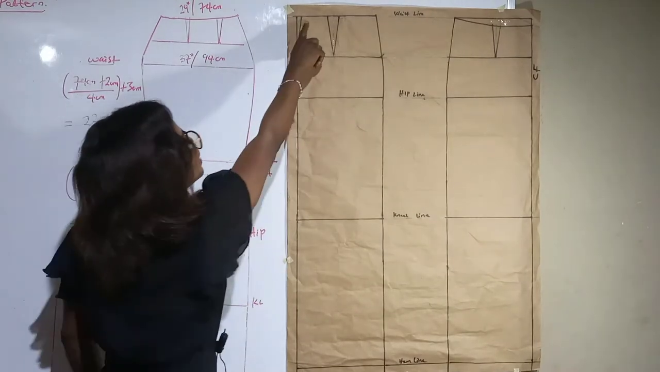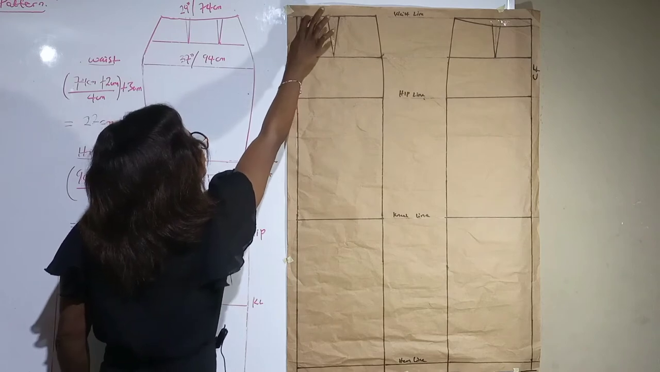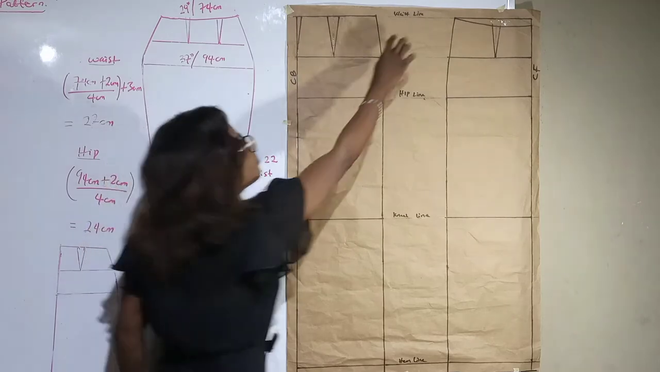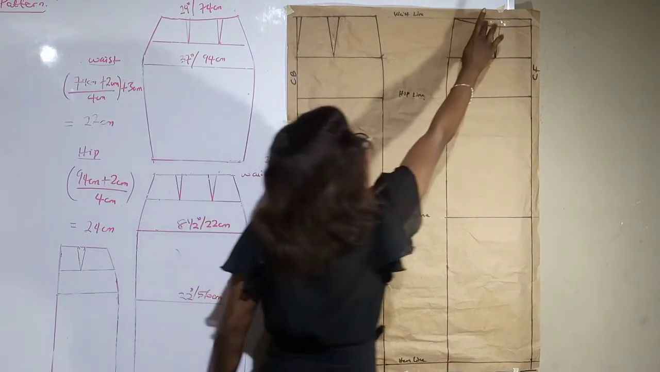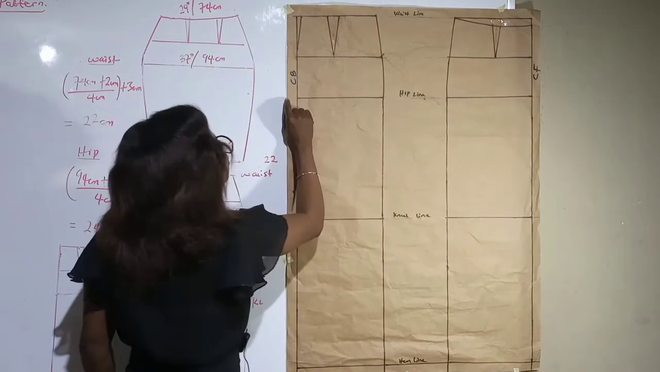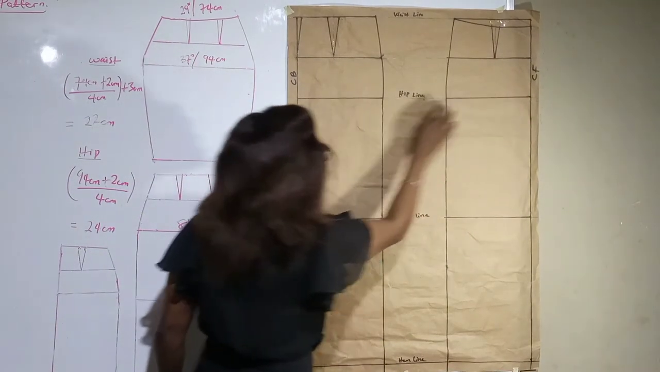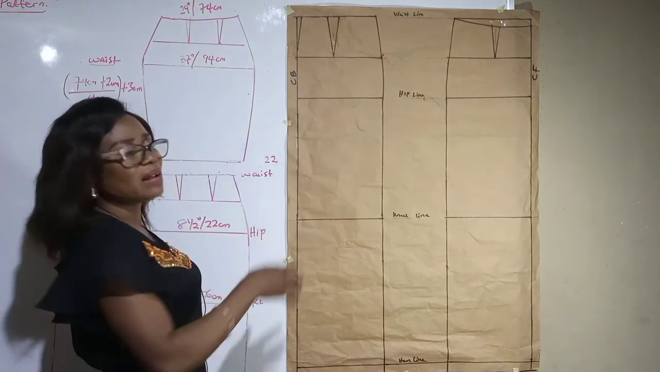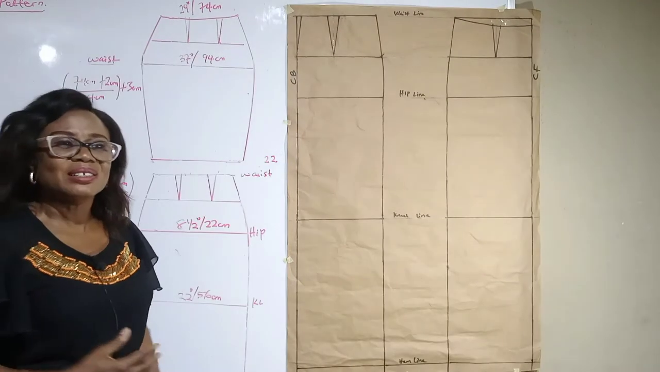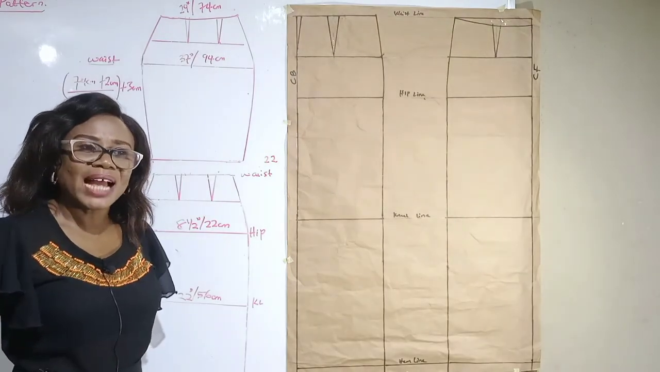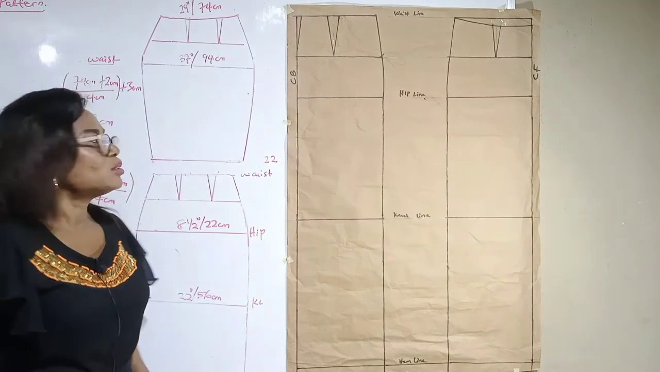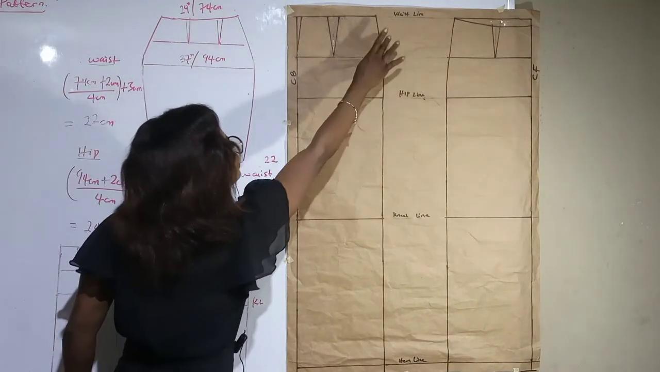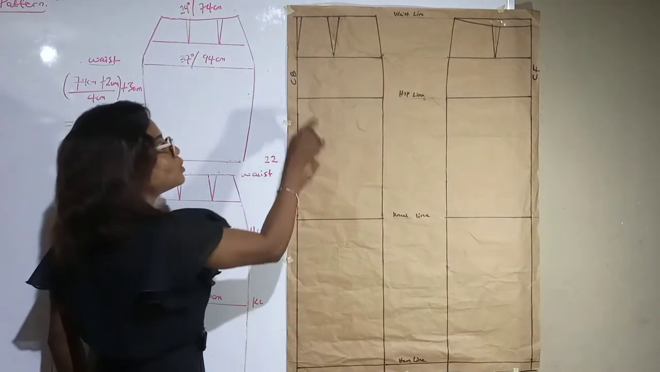So from the top line or the waistline, just mark from here to here, 22 cm or 8.5 inches. From here to here, 22 cm. Then you connect with a straight line. So that represents your hip line. All these lines are necessary because they help you to know the right placement of where the body shape lies. So you have to get it right from the beginning. From waist to hip, the distance is 8.5 inches or 22 cm.